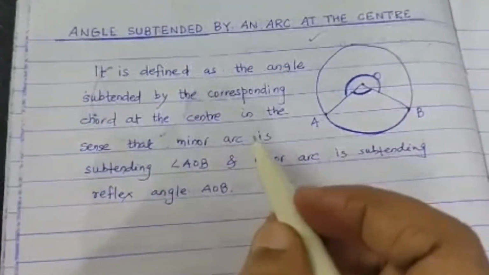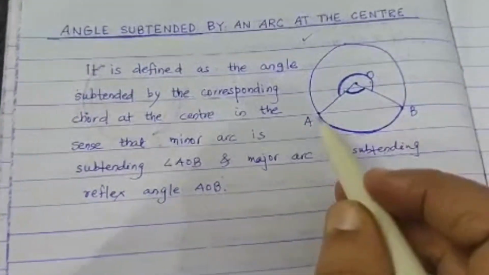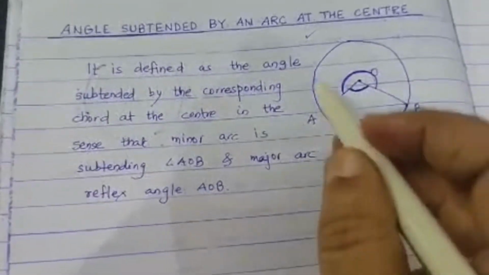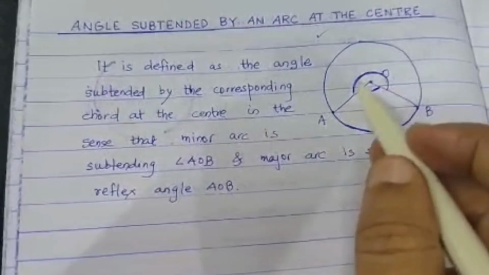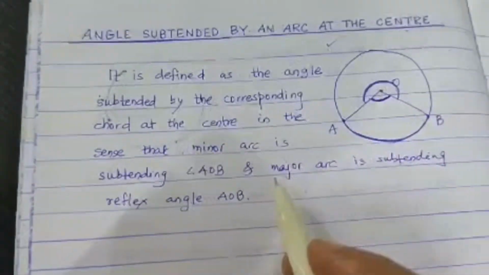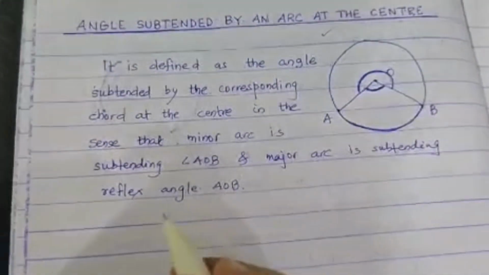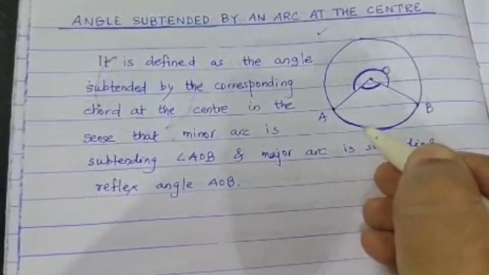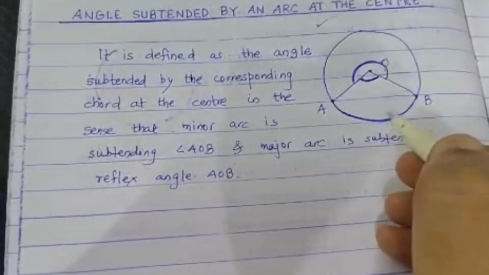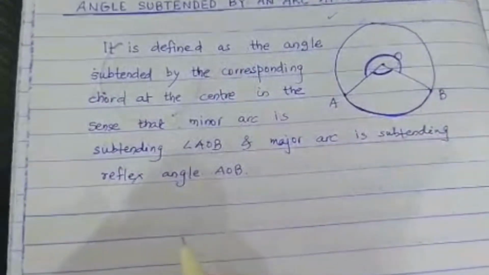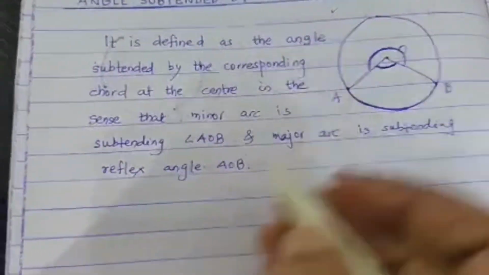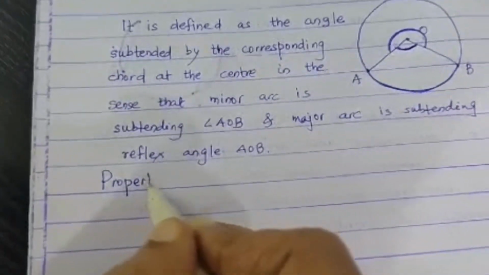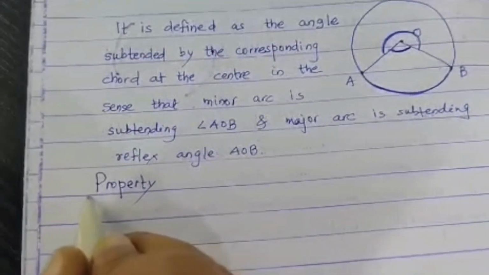It is similar to the angle subtended by the chord. The only difference is this is the angle subtended by the minor arc, and this one is the angle subtended by the major arc. All right, now we can write one more property like this: if the arcs are congruent, then they subtend equal angles at the center. Likewise in the case of chords. So this is the property of an arc subtended of an arc property.